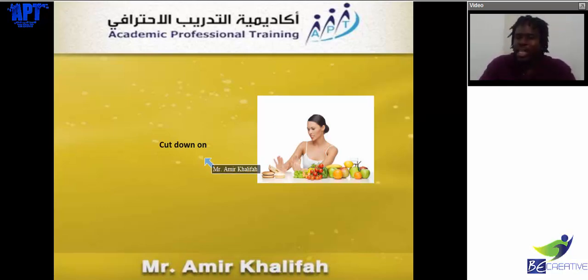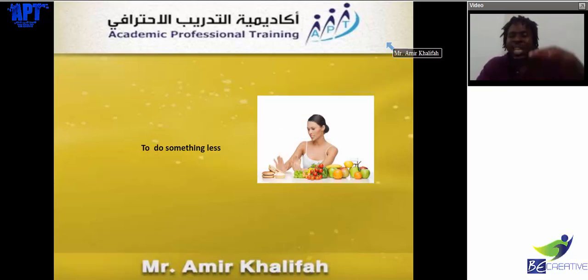Cut down on. Cut down on means to reduce. If you eat a lot of sugar, to cut down on it means to limit it, to do something less. So cut down on salt, sugar, and fatty foods in order to be healthy.